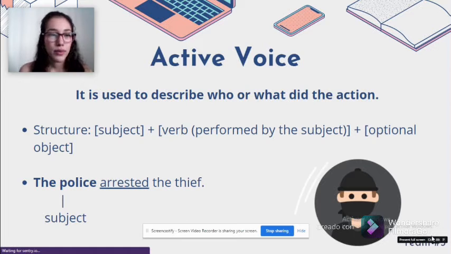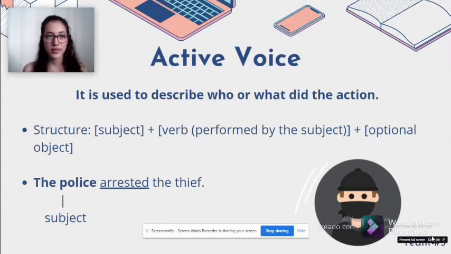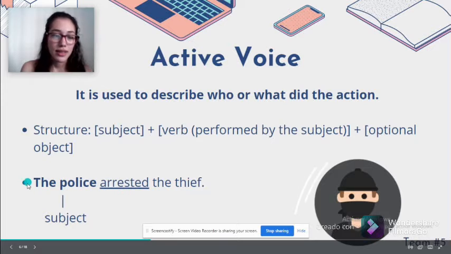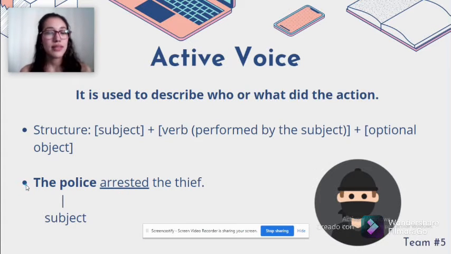About active voice. It is used to describe who or what did the action. This will be the subject. The structure will be subject plus verb performed by the subject and the optional object. But let's see this example. The police arrested the thief. The police is the subject. Arrested is the verb that is performed by the subject. And the thief is the object.